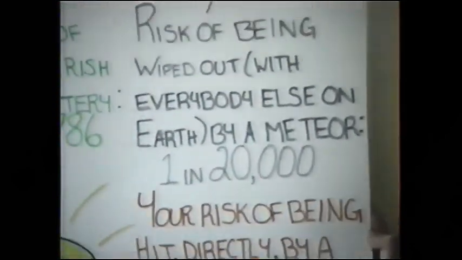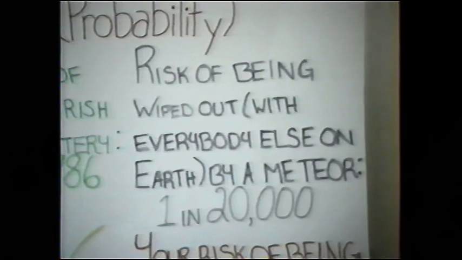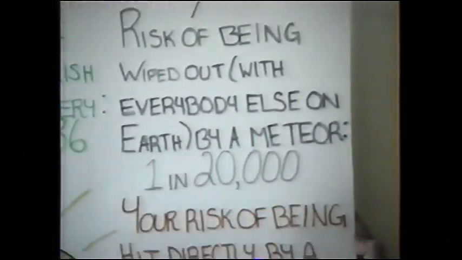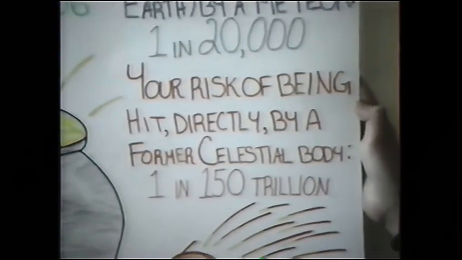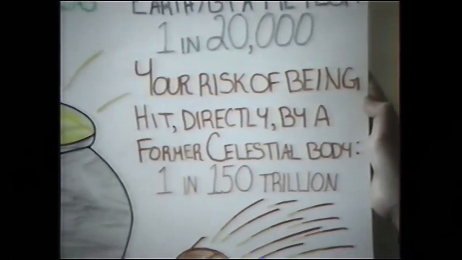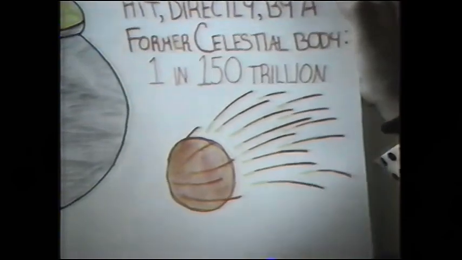I would just like to point out that your chances of being wiped out are greater than your chances of winning the Irish jackpot. Your risk of being hit directly by a falling celestial body is 1 in 150 trillion. Although these facts might be shocking, they are true according to the Book of Risks. As you can see, probability affects all of us in our daily lives.